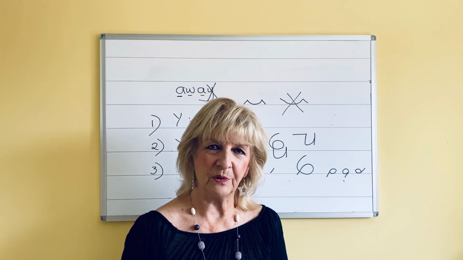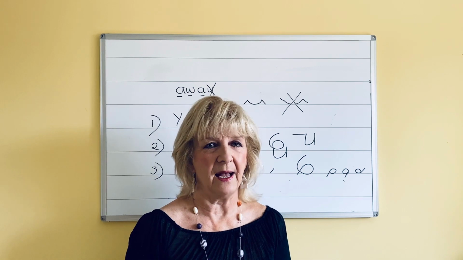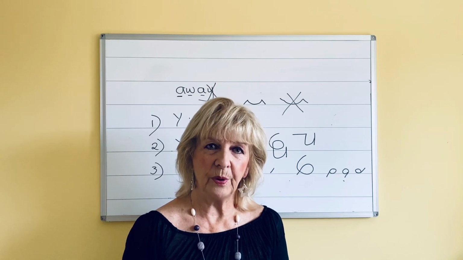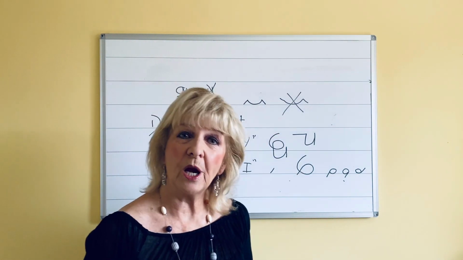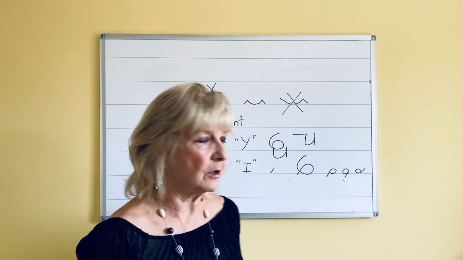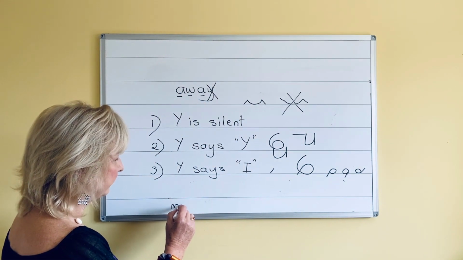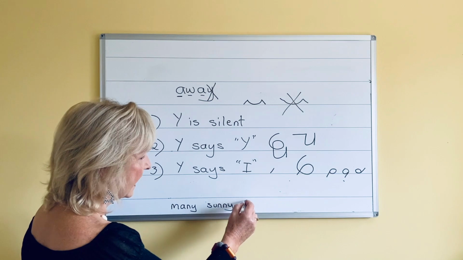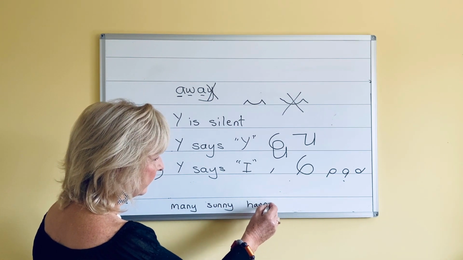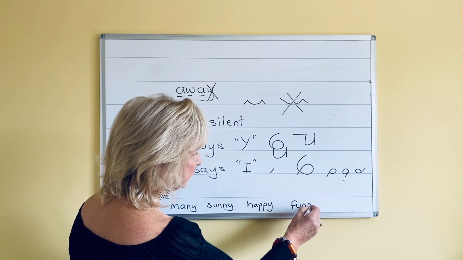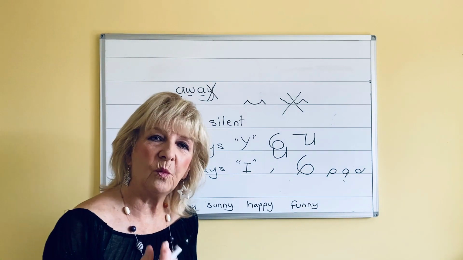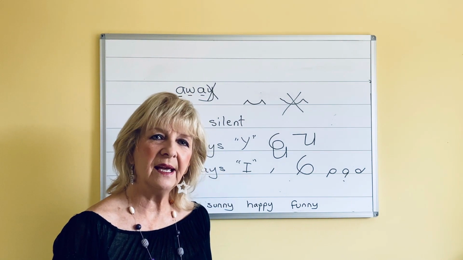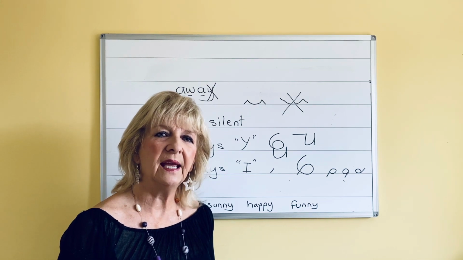Let's look at some more examples where Y comes at the end of a word and says I. Remember that saying that I gave you last time, which is down where possible, up where necessary. And I demonstrated it in the word away. So let's take a word, and there's loads of them, like many, sunny, happy, funny. All those words have a Y at the end, and the Y doesn't say E, happy. It's a short sound of I. So happy, family, funny, sunny, I.